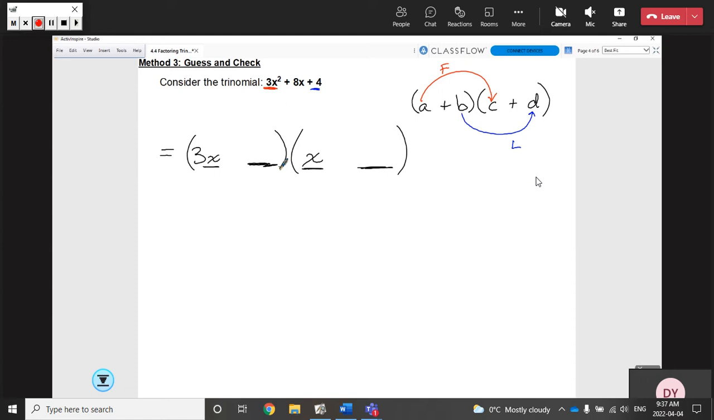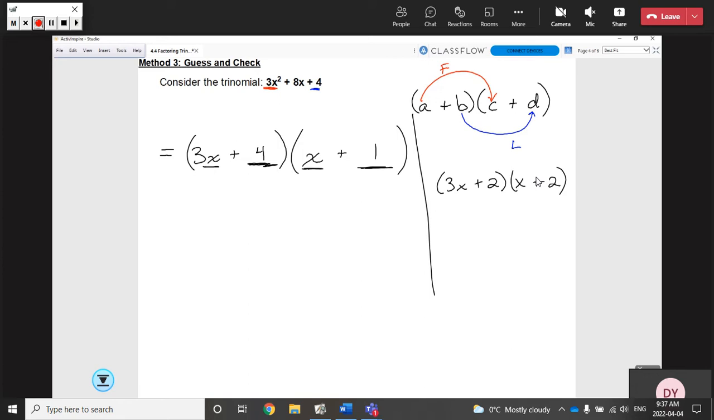Like 4 and 1? 4 and 1 is one way to get 4, but also 2 and 2, right? So what you can do is say, okay, positive 4, positive 1. Let's try that. But also, what you might want to try is 3x plus 2 and x plus 2 for that second one. And when we say that those are our guesses, they seem pretty good, like pretty good guesses.